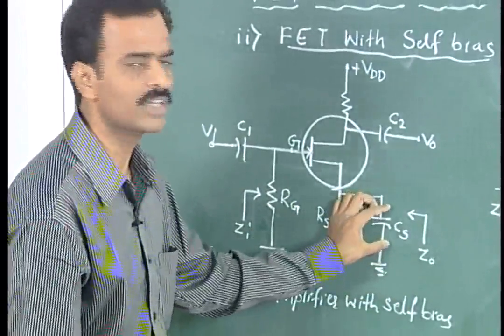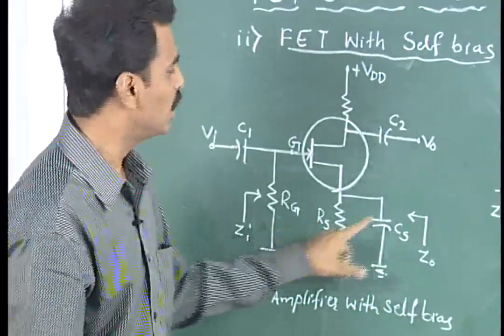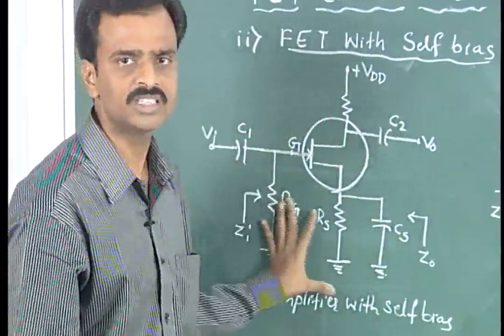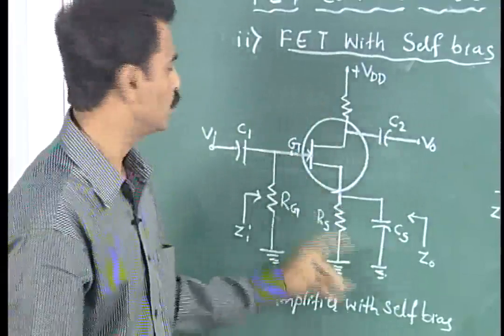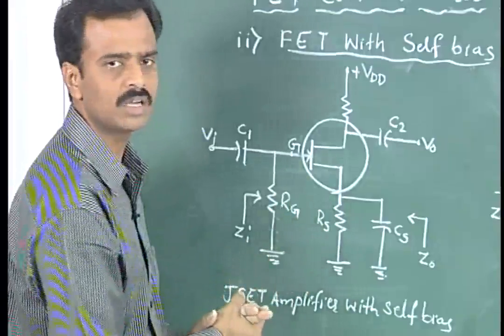And one more difference is a source capacitance added in parallel with the source resistance. Everything else remains the same as in the fixed bias. Now the circuit which gives an N channel JFET for the case of self bias.